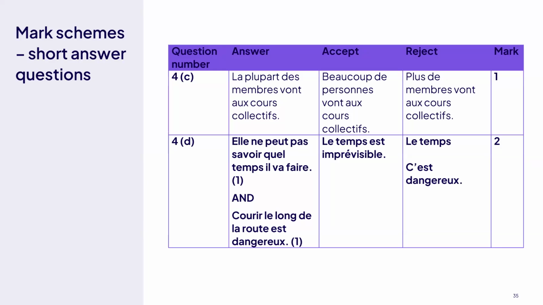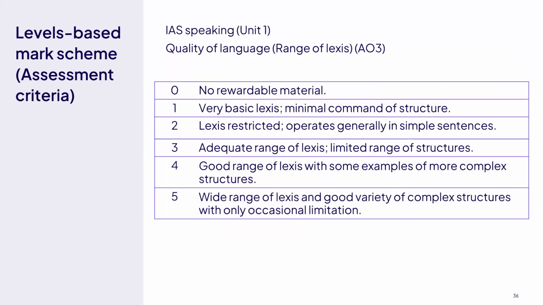Okay. So those are what we would call the points-based mark schemes. Those are the mark schemes where it's 1 or 2 marks for each question. And we also use what we would call levels-based mark schemes. These are a bit different, and these work on a descriptor. If you have a look at this, it's a levels-based mark scheme for Unit 1 for the quality of language, the range of lexis, a part of AO3.